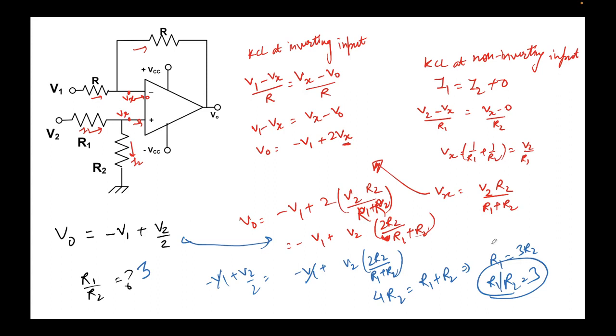The rest is algebra, no calculator required. You can even do it orally. We got R1 upon R2 equal to 3. Very simple, very straightforward question. It was based on negative feedback. The problem used a negative feedback circuit.